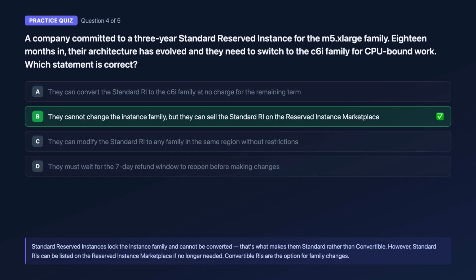It has to be B, and here's why. Standard RIs lock the instance attributes. That's the trade-off for the deeper 72% discount. To change family midterm, you would have needed a convertible RI. The escape hatch for standard RIs is the reserved instance marketplace, where you can sell the commitment to another customer if you no longer need it.